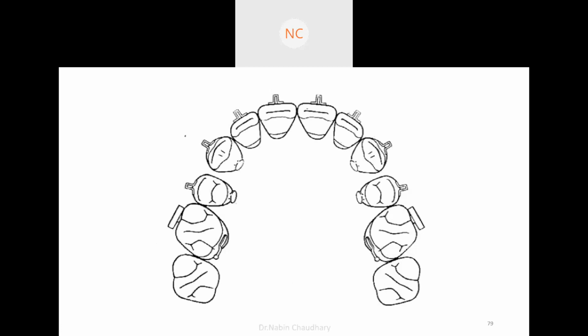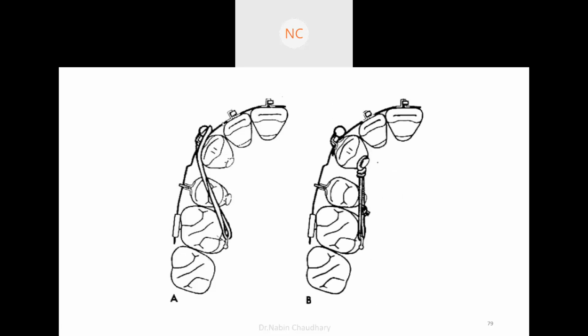So during the space closure in case of stage 2, the molar generally rotates mesiopalatally. In order to reduce the movement of the molar mesiopalatally, we can achieve this by two methods. One is by applying the elastics from the buccal of the canine to the palatal surface of the first molar, or we can prevent the rotation of the molar by applying force from the lingual aspect of the canine to the lingual aspect of the first molar. This will generally prevent the rotation of the canine as well as the molar.